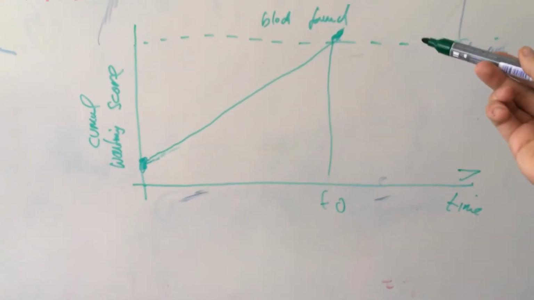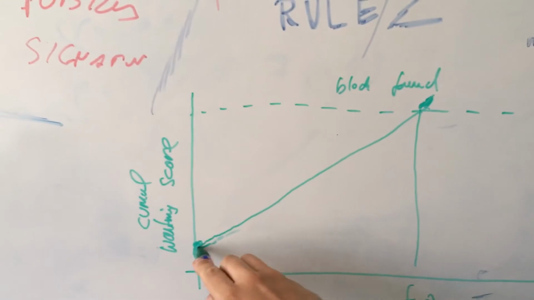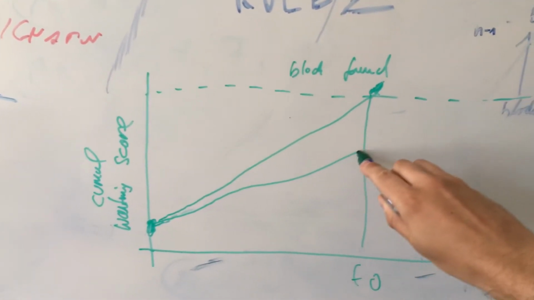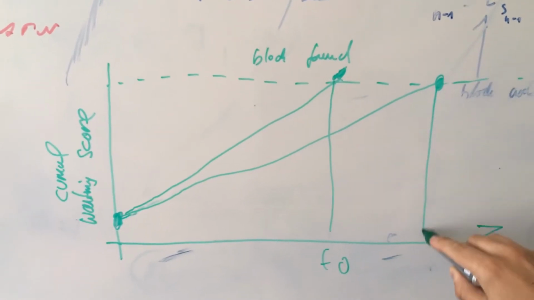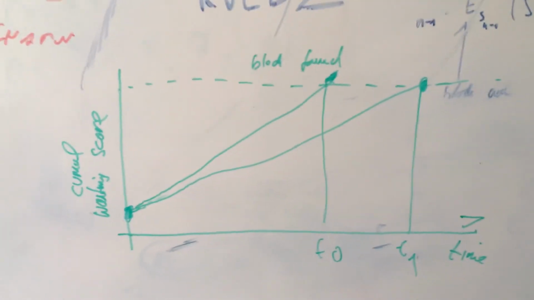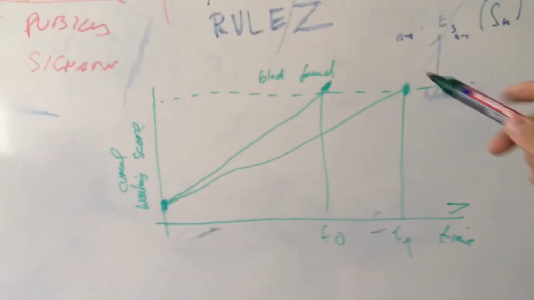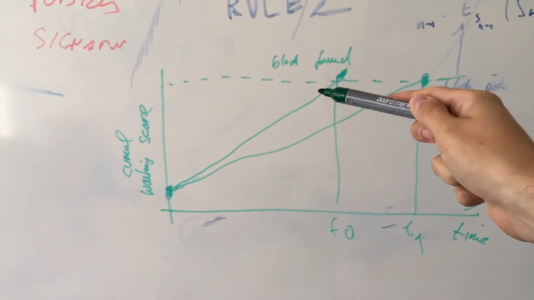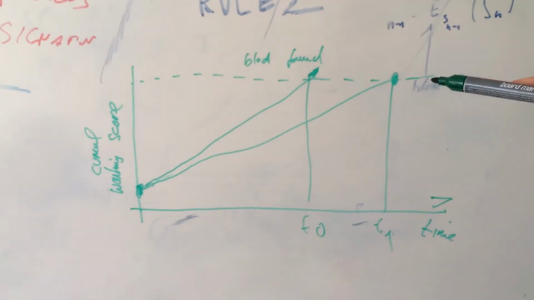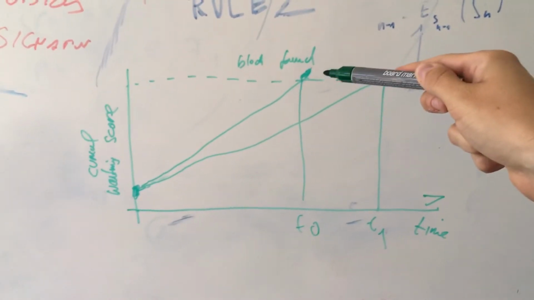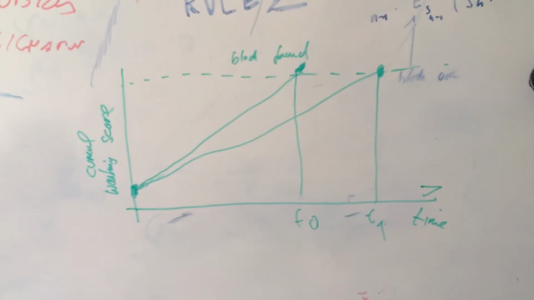So if you have an account with less balance, this curve might look like this. And then of course you reach this point at a later point in time, like T1. So of course this account is richer, so it will definitely find a block before you. If he turns off his computer, then of course you will earn this block.